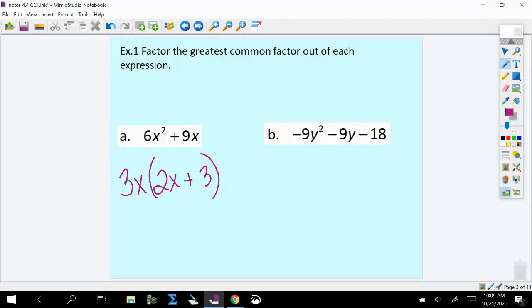I do want to mention something with B. If your first term is negative, your GCF always has to include a negative.